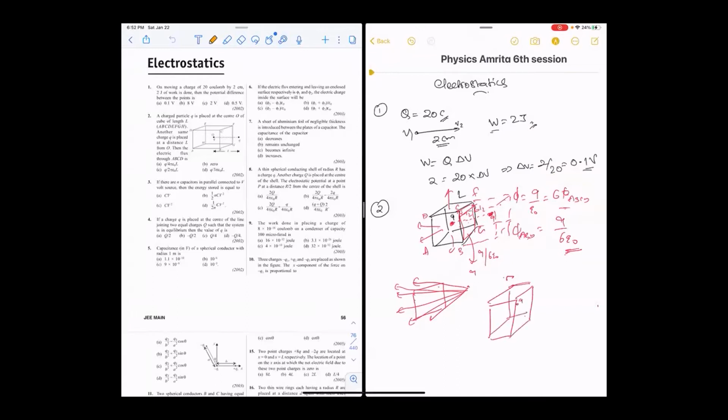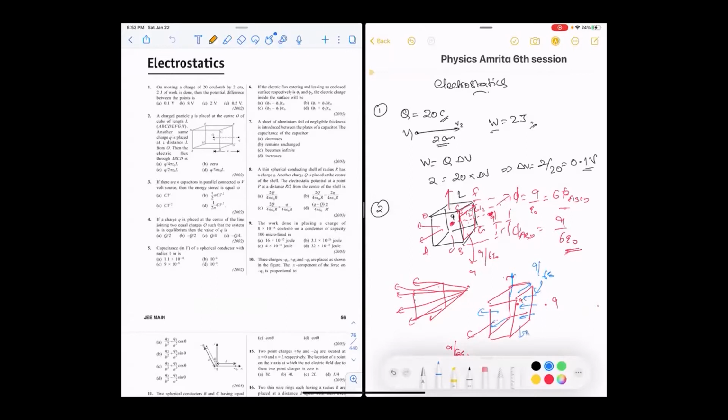This is the charge cube. Due to the inside charge, the flux through this is Q by 6 epsilon naught, right? Due to the outside charge, the flux entering inside, that is the flux entering here, will be Q by 6 epsilon naught. But this flux has to leave through this and these 4 sides. So this Q by 6 epsilon naught will be leaving through these.